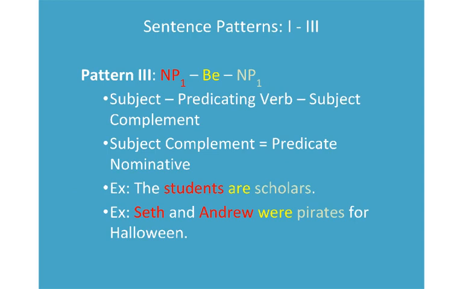All right, and then we've got pattern 3, which is a subject. We've got a to be verb, and then we've got a subject complement or a predicate nominative. This is like another noun that we're seeing in the sentence. So the students, a noun, our subject. Are is our form of to be, and then we have another noun that's coming after the verb. So the students, are is the verb, and then scholars is another noun.